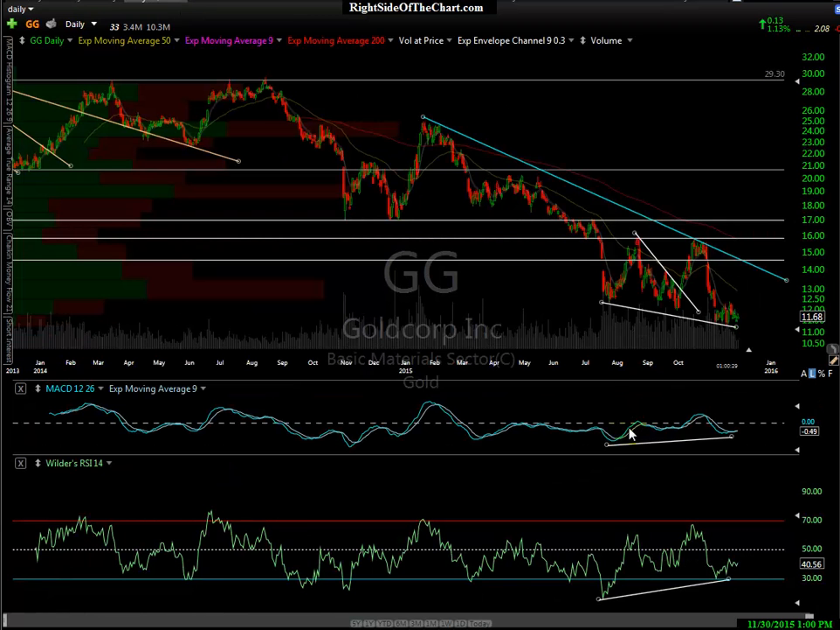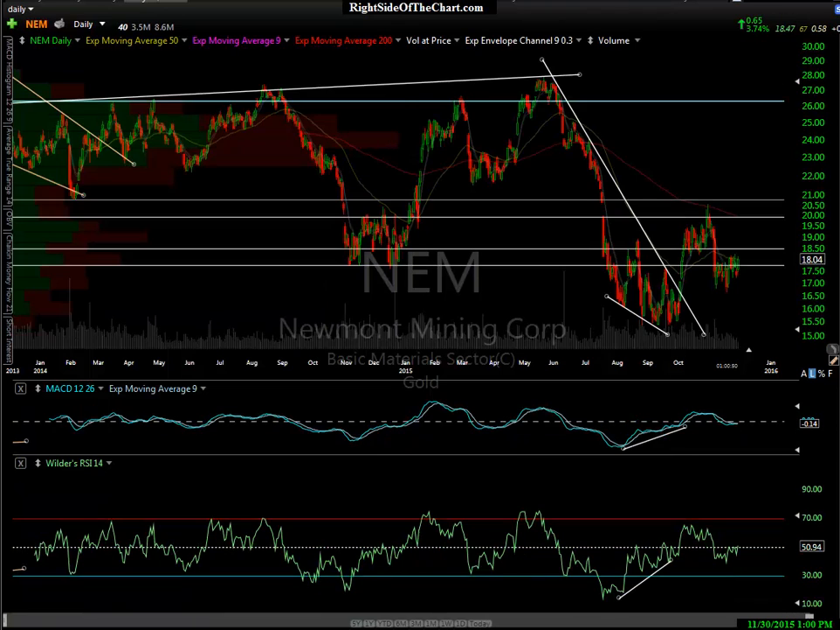On the daily chart, I like to see some bullish divergence as well, which we have here. So there's a MACD divergent low, with prices making a lower low and the MACD making a higher low. It's pretty strong divergence on the RSI too, which you can see on the weekly chart as well. So there's GG. And we'll just look at a couple more.